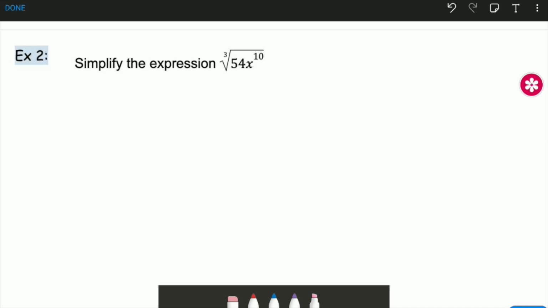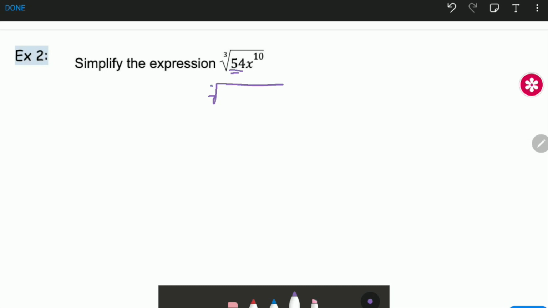Okay, so in this example, we're going to simplify the expression, the cube root of 54x to the 10th. Now, we've done similar things earlier in the year, whenever it was the square root of 24, simplifying radicals for quadratic equations and such. But we're going to do the same approach here. We need to ask ourselves, first of all, is 54 a perfect square? We're going to focus on that number first.